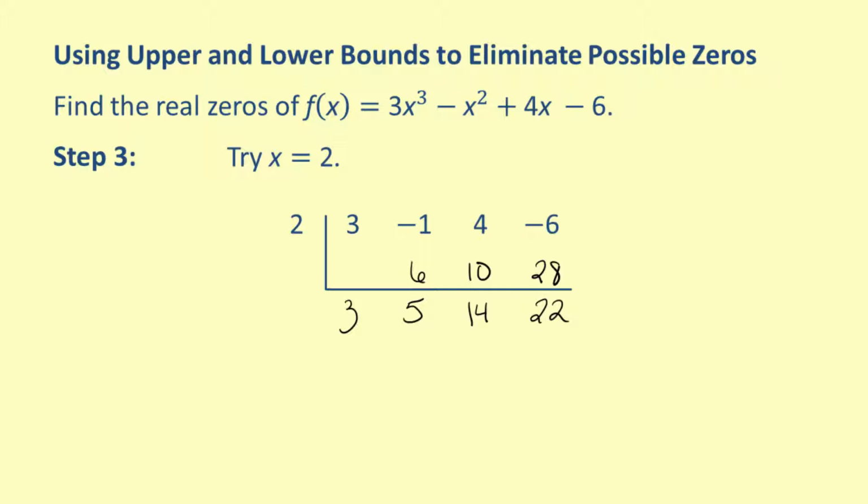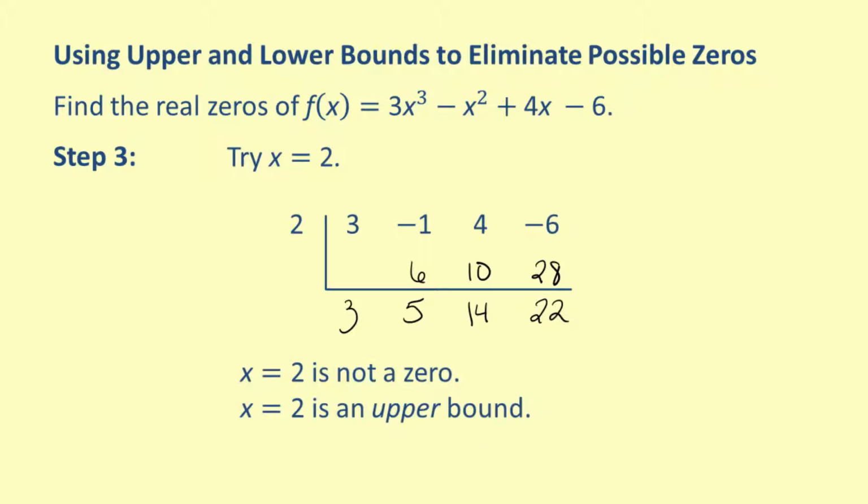Here, we can see that x equals 2 is not a zero because we end with a remainder of 22. Applying the upper bound rule, we can conclude that x equals 2 is an upper bound for the real zeros of f because each number in the bottom row is positive. Since we also know there are no negative real zeros, we can limit our search to between 0 and 2.